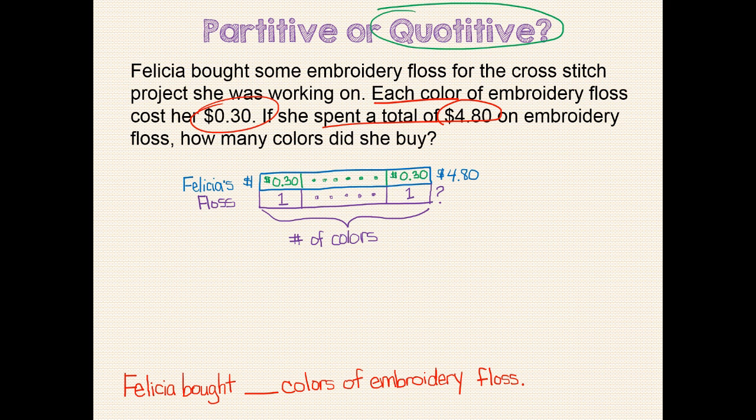Now we're ready to let our model drive the math. We need to find out how many 30 cents will go into $4.80. So $4.80 divided by 30 cents equals 16. Felicia bought 16 colors of embroidery floss.